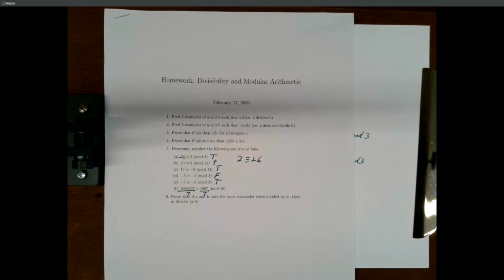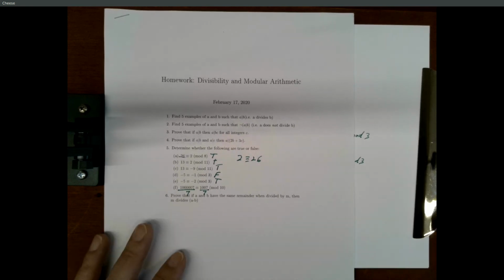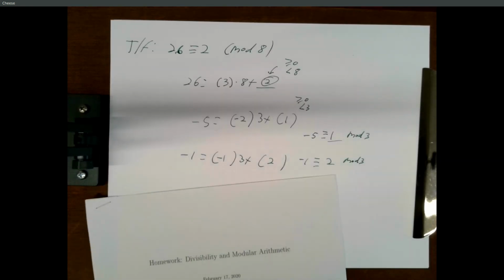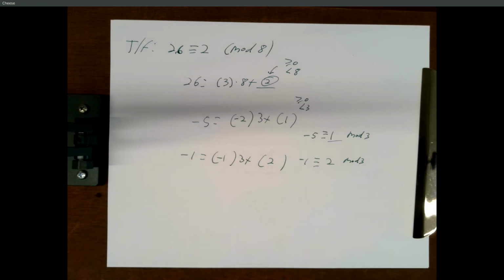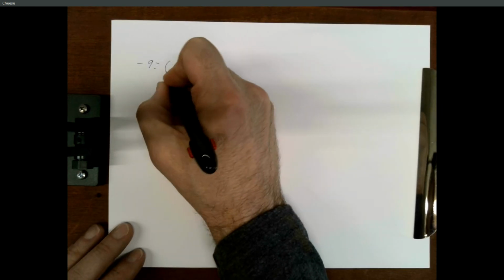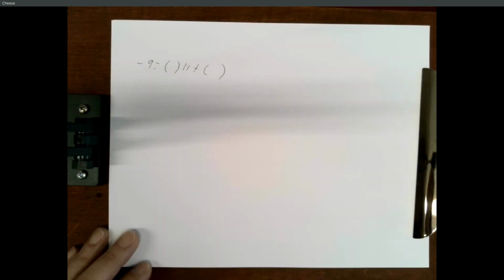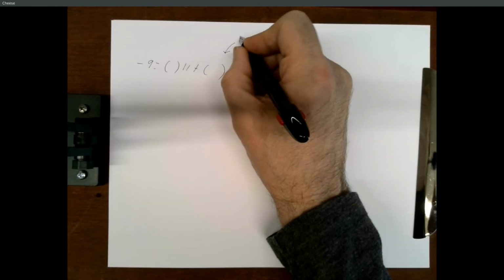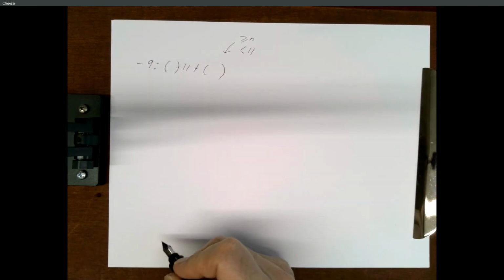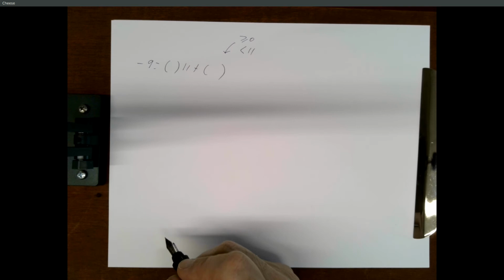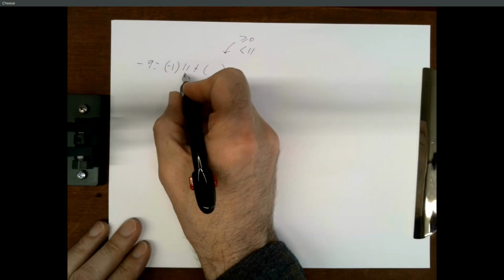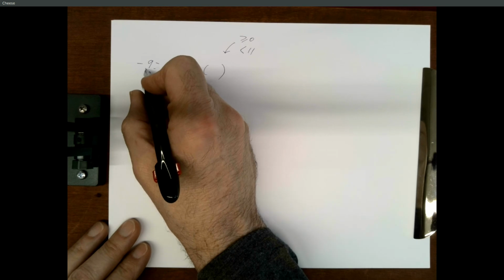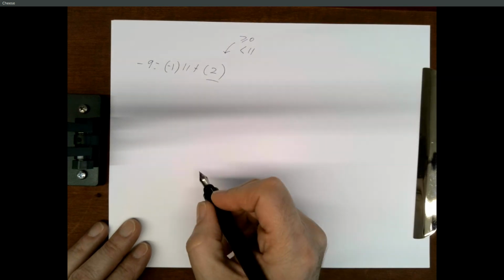Yeah? Can you explain how negative 9 mod 11 is positive 2? Negative 9 mod 11, yeah. So you want to write it as something times 11 plus something, where this something has to be bigger than or equal to 0 and less than 11. So I'm probably going to do a negative 1 times 11. That's negative 11. And I have to add 2 to get to negative 9. So that's what it's congruent to.